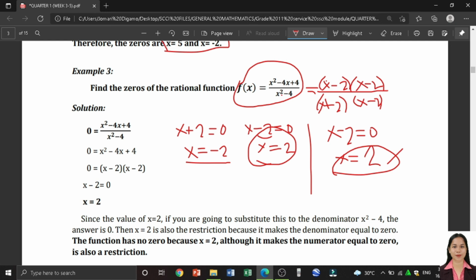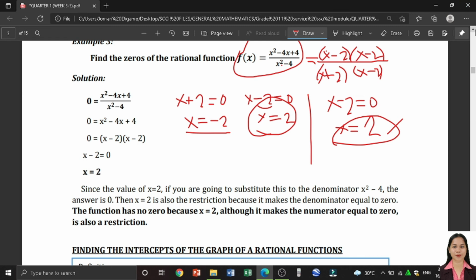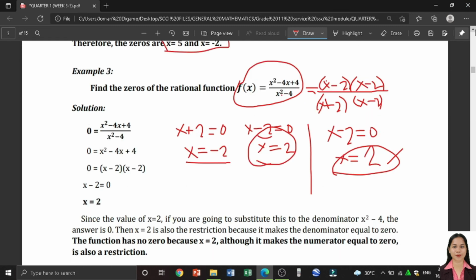How do we find the zeros of rational functions? First, factor the numerator and denominator if possible. Second, identify the restricted values that will make the denominator equal to 0. Third, identify the values of the independent variable that will make the numerator equal to 0. Fourth, the zeros of a rational function are the values of the independent variable that will make the numerator equal to 0. So this is how we find the zeros of rational functions.